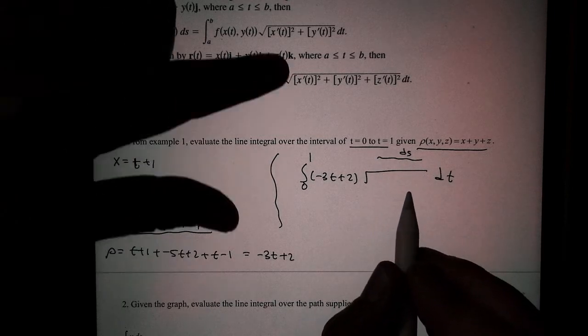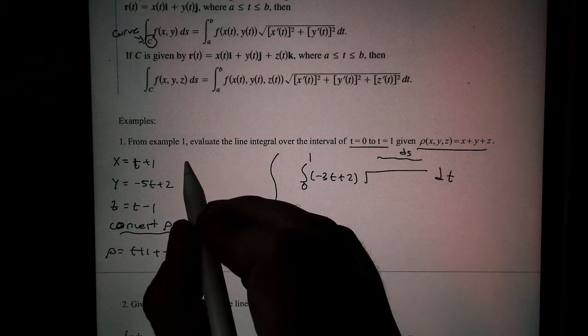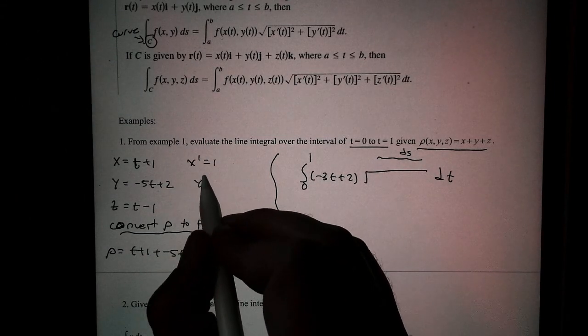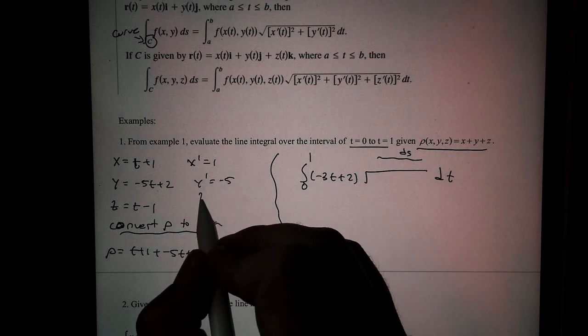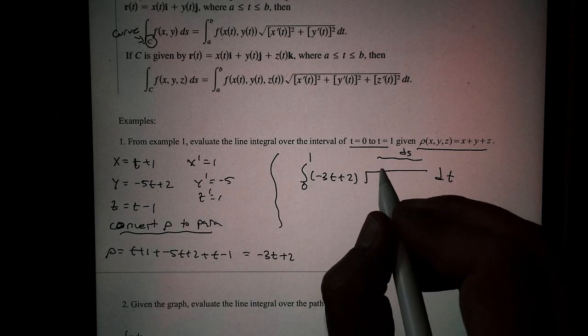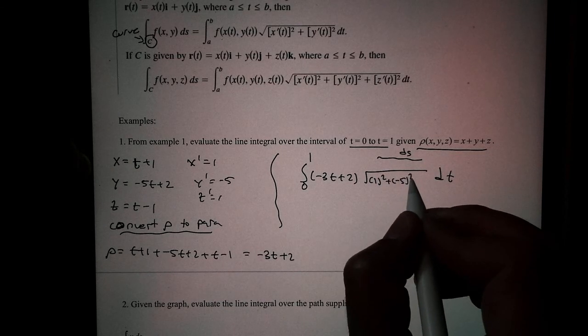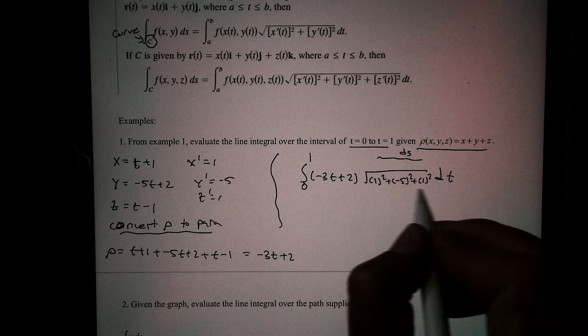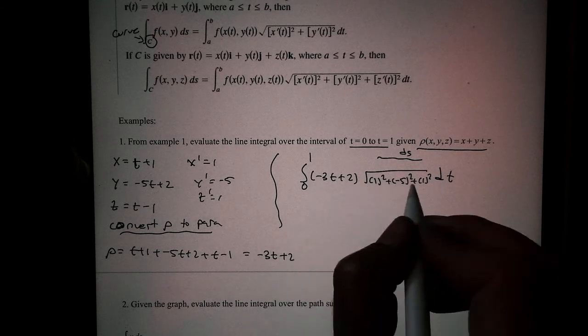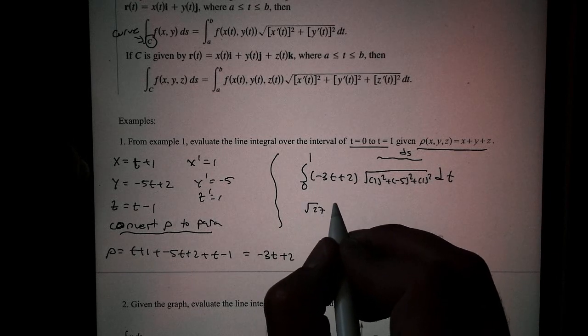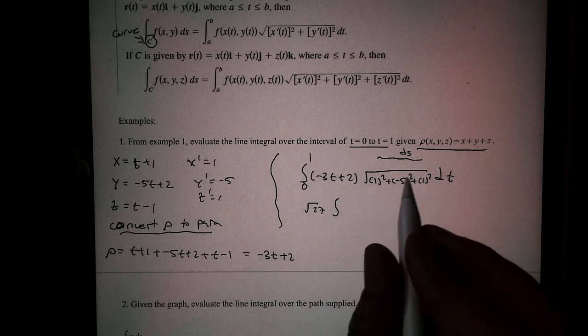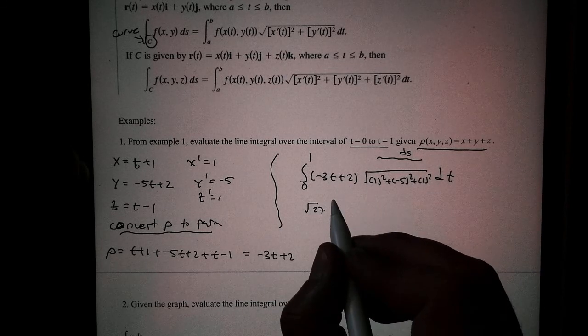So what does ds need? Remember, we need all the derivatives. So I know x prime is 1, y prime is negative 5, z prime is 1. And if I plug those in, 1 squared plus negative 5 squared plus 1 squared, I can evaluate this. It's not that hard. This is just the square root of 27. It's a constant, so it just goes on the outside. And I can integrate this right away.